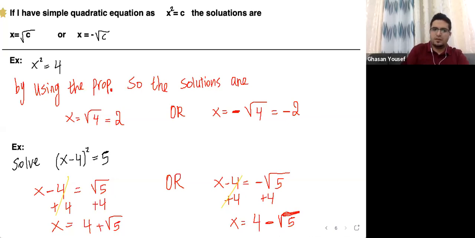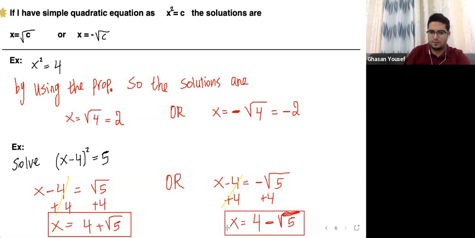Okay, any question for this example? You just use the same property, but it looks different from the previous example. Any question?